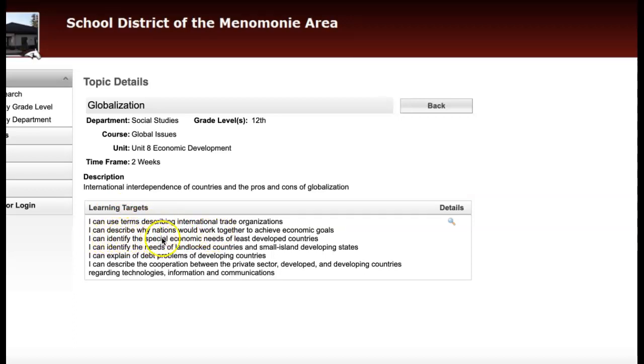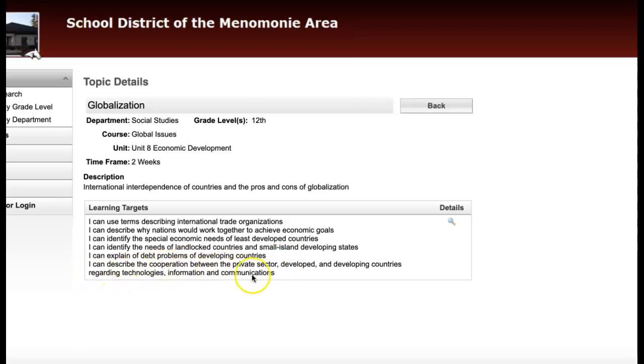that students can describe why nations would work together to achieve economic goals, identify the special economic needs of least developed countries, the needs of landlocked countries and small island developing states. Oh my goodness, I don't know many adults who could even talk about that. Explain the debt problems of developing countries, also way above the heads of most adults I know.